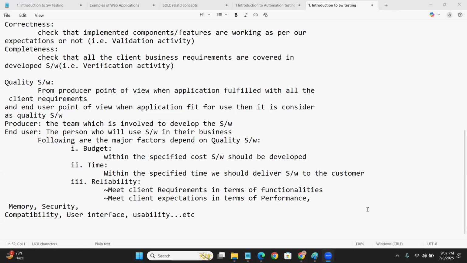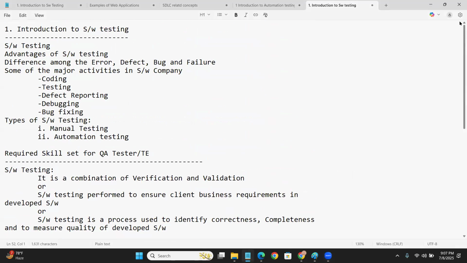In the last session, I explained the route map for the software testing course content, what topics we are going to discuss, and how many days it will take. That is the planning I gave to you. I also started the introduction to software testing.